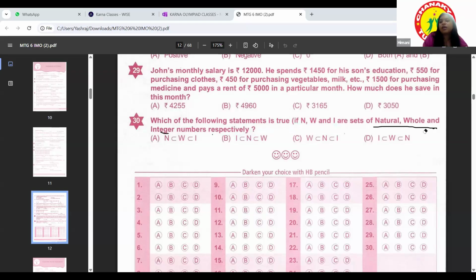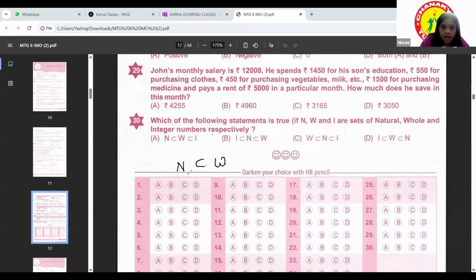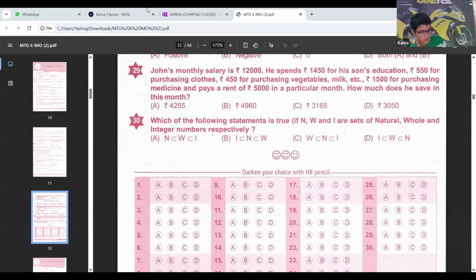Ma'am, integers is greater than natural and whole, right? See, it is not a greater than sign. You have to use the word subset. See how you will read this. See what I told you, that if I have written this, then you have to say natural number is a subset of whole numbers. Understood. Ma'am, the answer will be A, because all the whole numbers are included in the integers and all the natural numbers are included in the whole numbers. A. Yes, ma'am. Simple. Natural numbers is a subset of whole numbers. Whole numbers is a subset of integers.